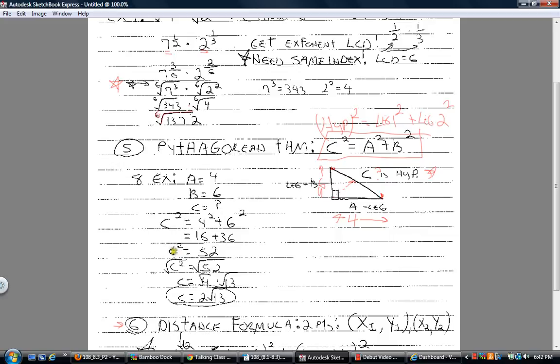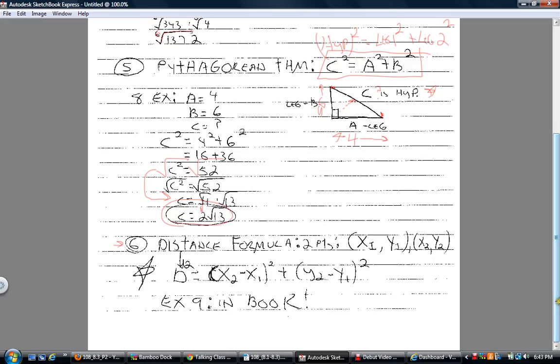Now, how do you isolate the C? Take the square root on both sides. Square root of C squared produces C. Square root of 52 can be broken down into 4 times 13. Don't go to your calculator. You got to find that perfect square because the square root of 4 is 2 and the square root of 13 stays. This is a more precise answer than what you'd get on your calculator because the square root of 13 is an irrational number.